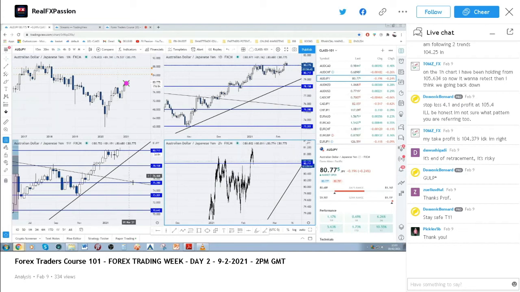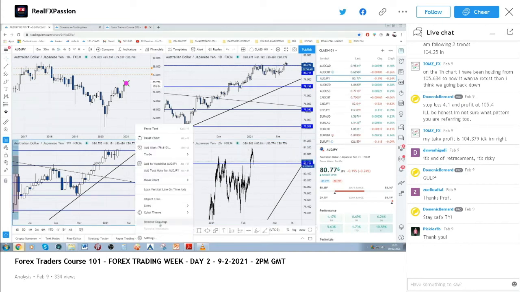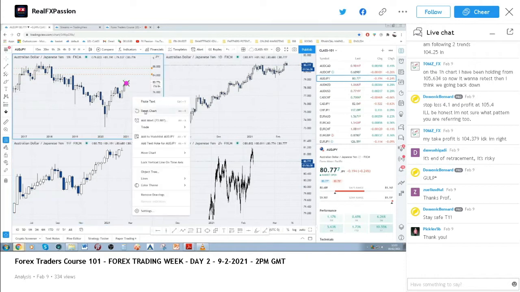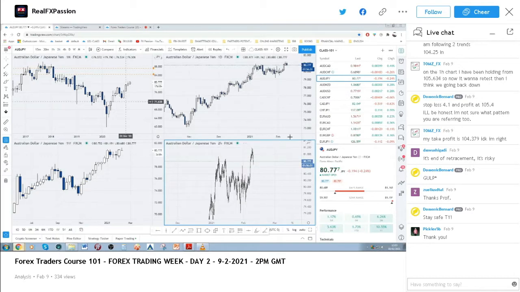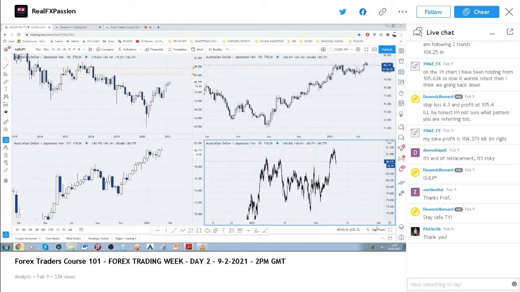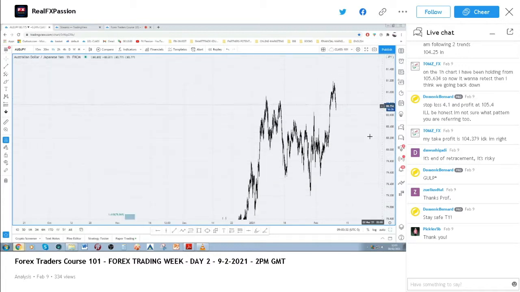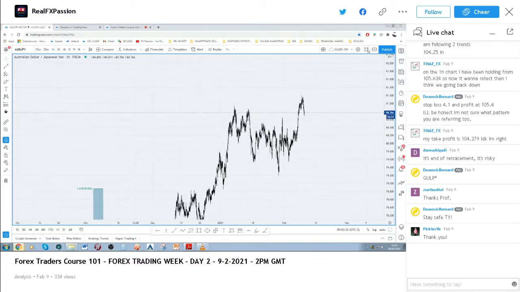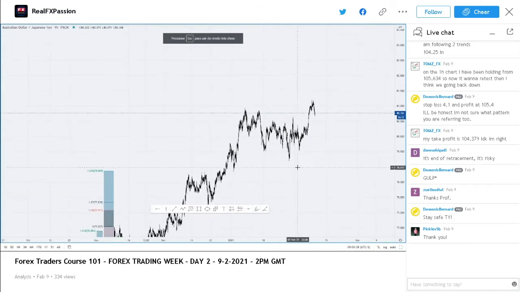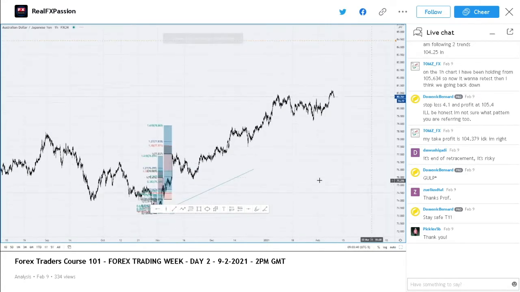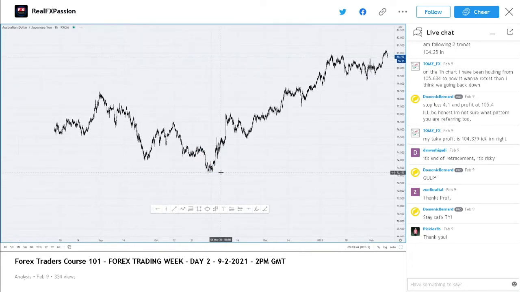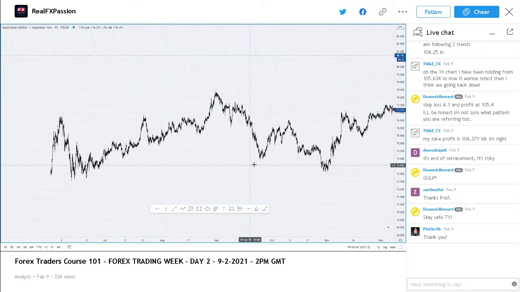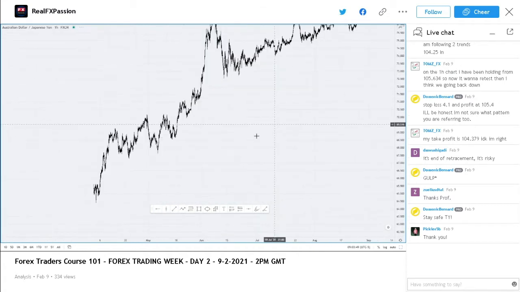Now let's remove drawings. Okay. AUDJPY 1 hour chart. There you go. And what we learned so far, right? So let's remove the drawings. Let's compress the chart.